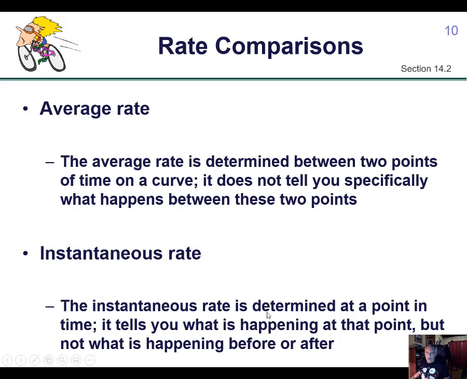The instantaneous rate is determined at a point on a curve. It tells you what's happening at that point, not what happened before or after in that particular reaction. So this would be analogous to you driving down the road and looking at your speedometer and seeing how fast you're going at that particular moment in your trip. You might be stopped at a stoplight. You might be doing 65 down the highway.